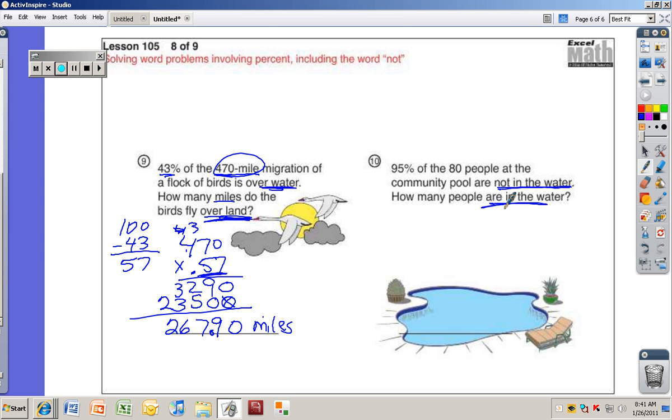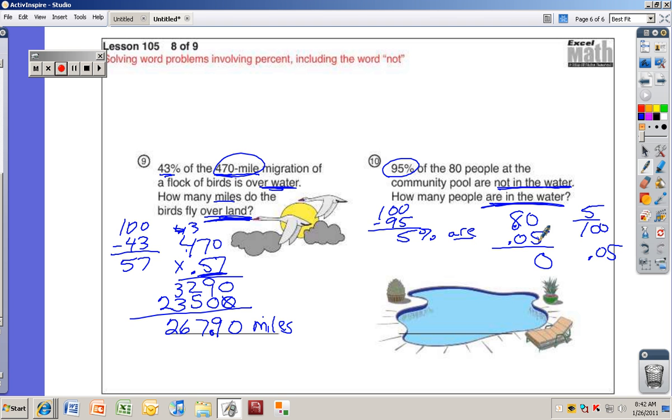And the last one, 95% of the 80 people at the community pool are not in the water. How many people are in the water? That's the opposite. And 100% is all the people. 95% are not in the water, which means 5% of the people are in the water. And so we're going to do, now I'm sure some of you are going to mess this one up because 5% is not 0.5. 5% is equal to 5 out of 100. 5 hundredths is written like this. So you're going to do 80 times 0.05. 0 times 5 is 0. 8 times 5 is 40. Move the decimal point over 2 spots, which means that we have 4 people that are in the water.